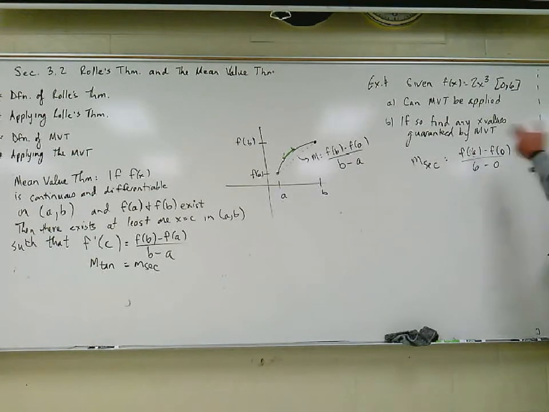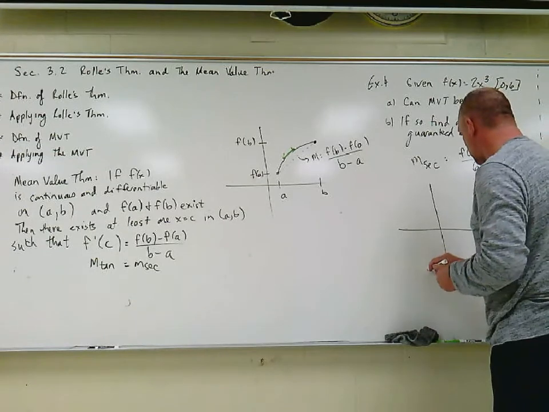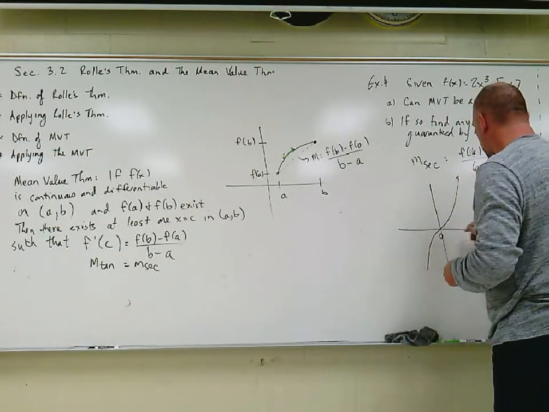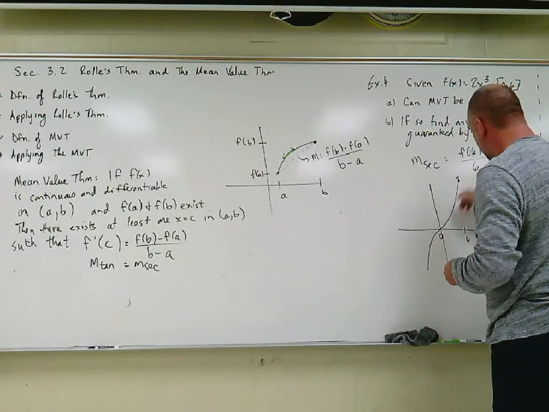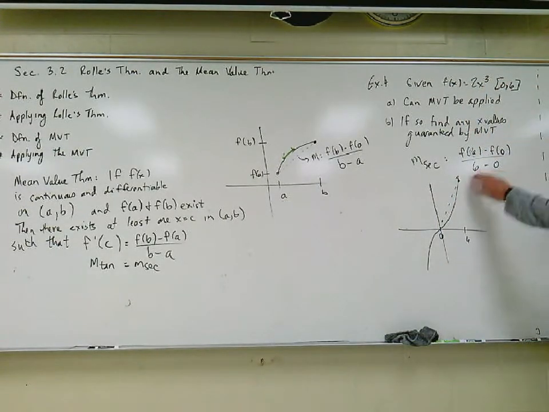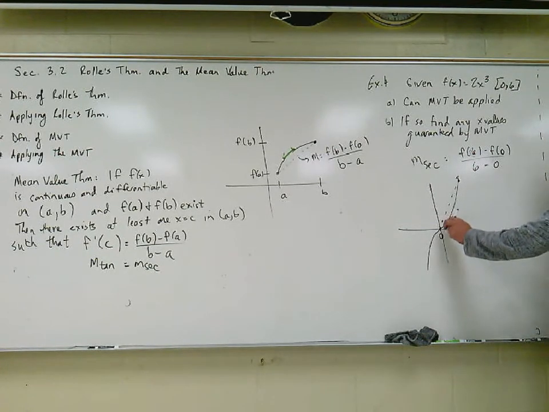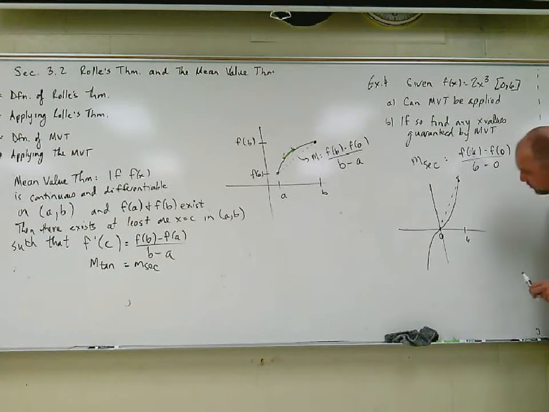I'm going to see what the slope of the secant line is, because I can see that this graph does something like this, and I'm going to go from 0 to 6, and I'm going to find the slope of that secant line. Now, if I just look at this picture here, how many places on this curve do you think are going to have the same slope as a secant line? How many answers do you think there's going to be?